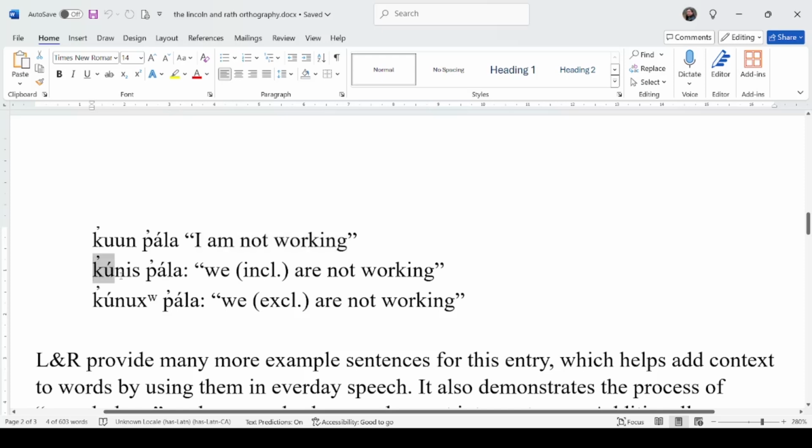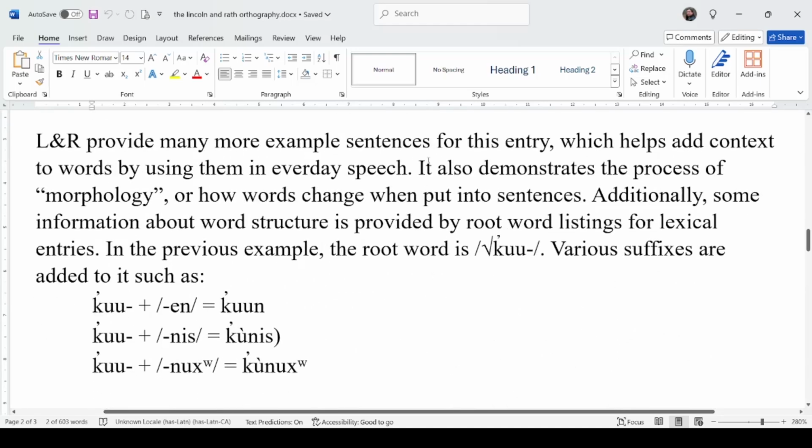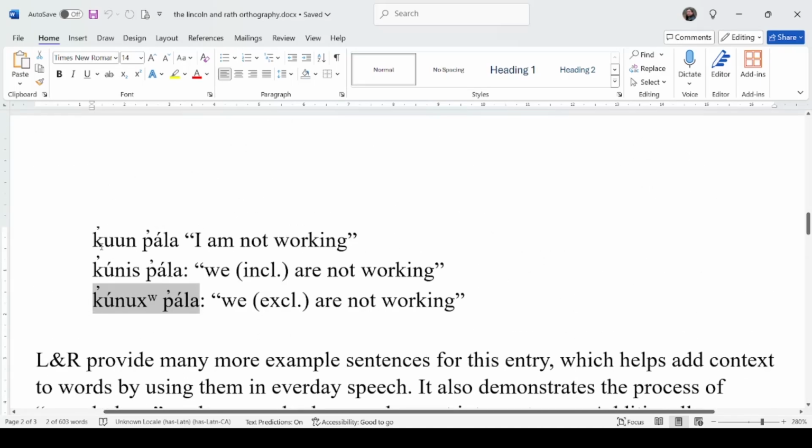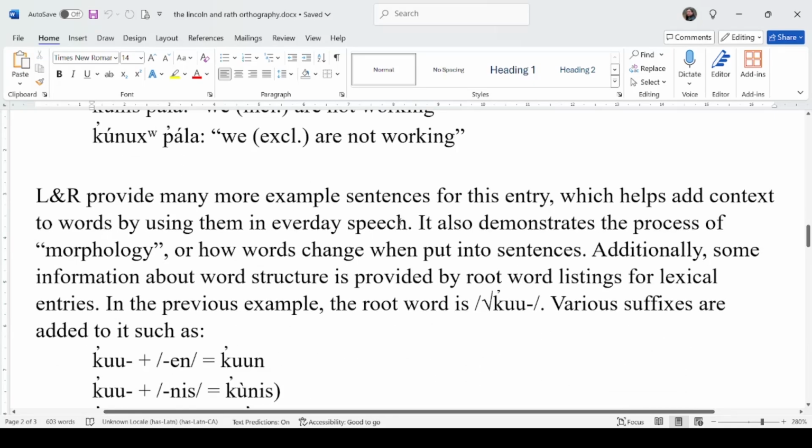And then you have Q, and this nis means we, including you. So if you look at this literally, Kyunis ala means not, we, inclusive, working. Kyunuch ala means not, we, exclusive, working. So that's what we call morphology. We're taking this root word Q and we're adding suffixes to add context to the word Q.